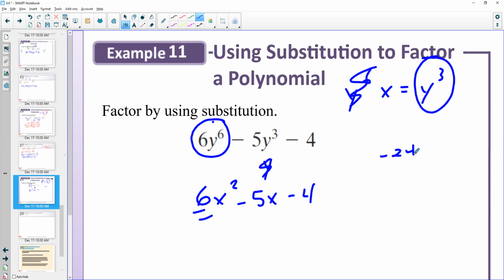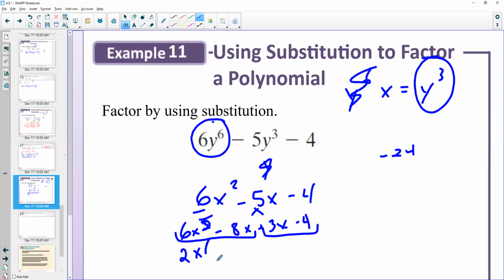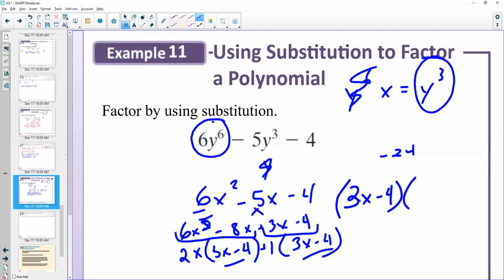I need numbers that multiply to negative 24 and add to negative 5. Negative 8 and 3, right? So I'm going to rewrite negative 5x as negative 8x plus 3x minus 4. All right. So now I'm going to group like we've been doing all along. Oops, that should be squared. I keep doing that. I'm going to pull out a 2x here, and I'm going to get 3x minus 4. On the next term, I can just use a 1 because that's already what I want it to be. Pull my binomial to the front, and I get 3x minus 4 times 2x plus 1.